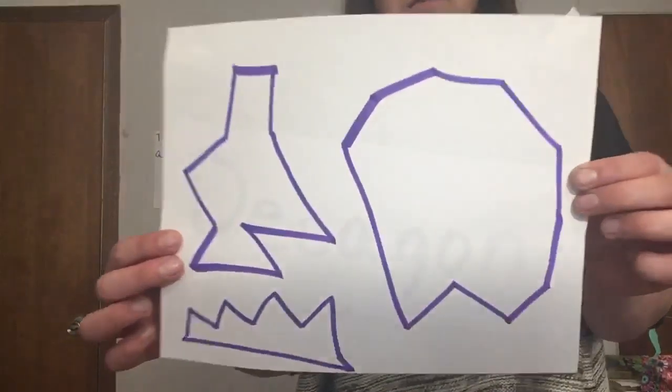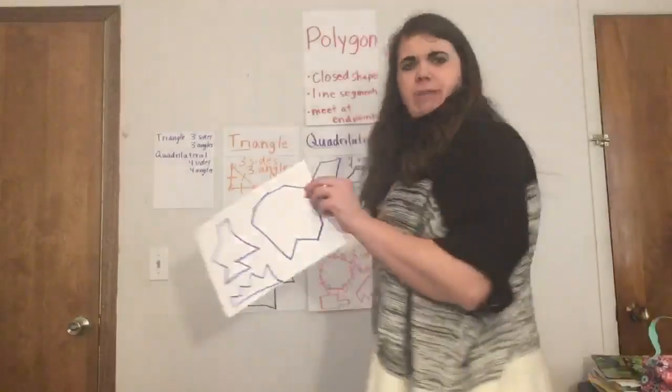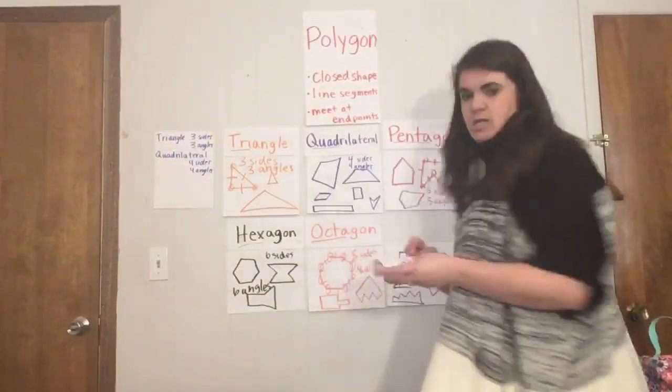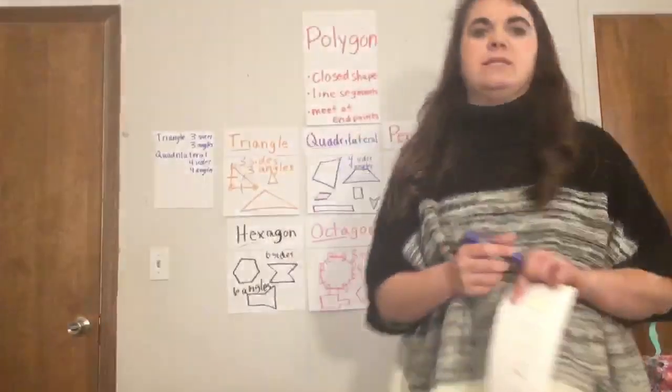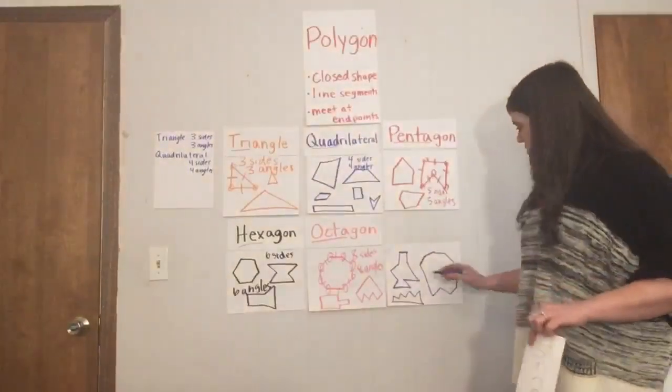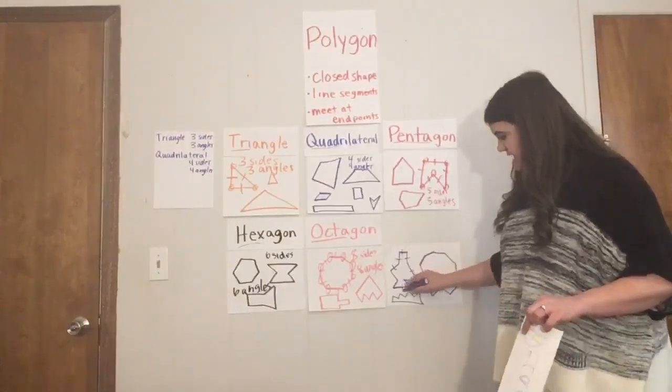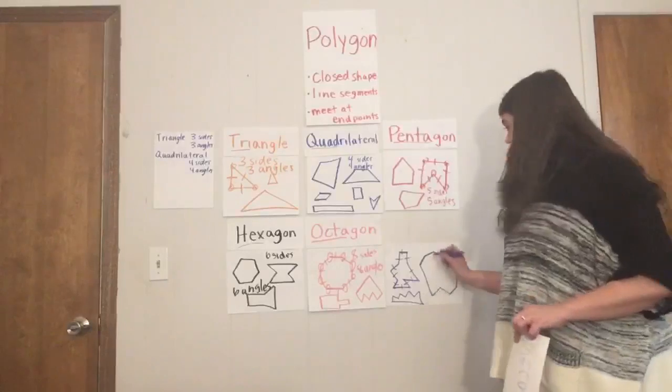One more here. I think you can see it through there. Okay, this one, let's count how many sides it has. I'm going to count this odd one here. 1, 2, 3, 4, 5, 6, 7, 8, 9, 10. 10 sides.